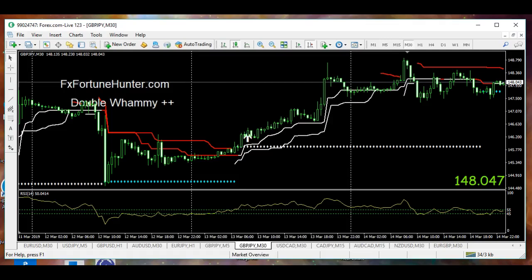We're going to continue our investigation of the Trend Magic and Chandelier combo, which we call the Double Whammy template in MetaTrader. And we're going to add yet another indicator to this just to help us figure out when the best time is to enter a trade with minimum risk and maximum reward potential. So hang on to your hat. Let's get started.